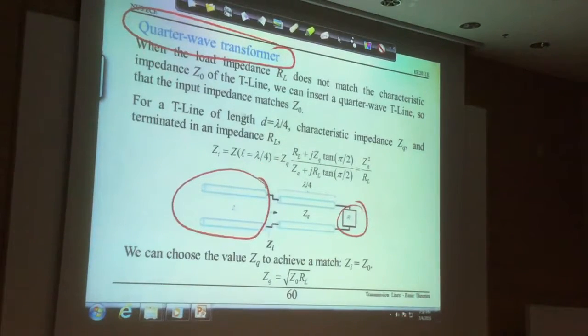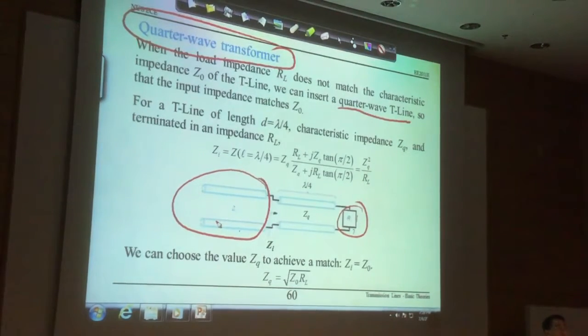For a transmission line, we insert one section of quarter wavelength transformer, then the impedance can match to this impedance if RL is not equal to Z0. So what is the theory behind this? The theory actually is here.